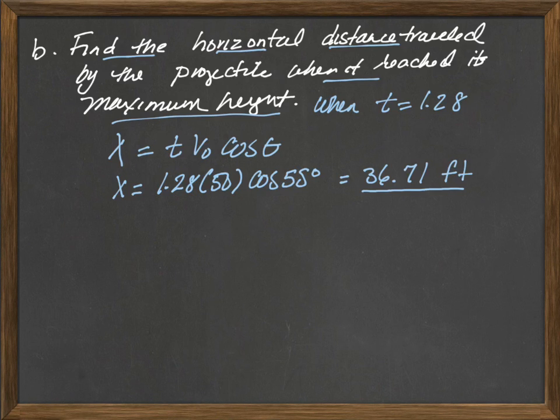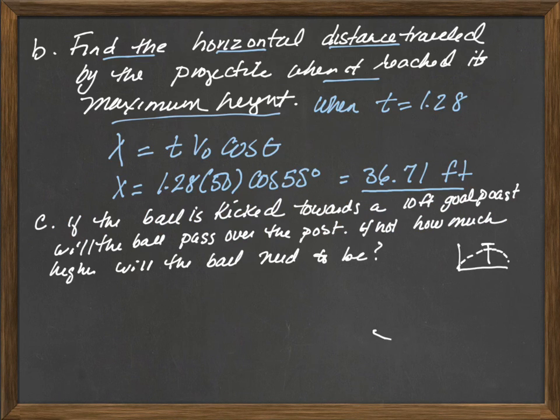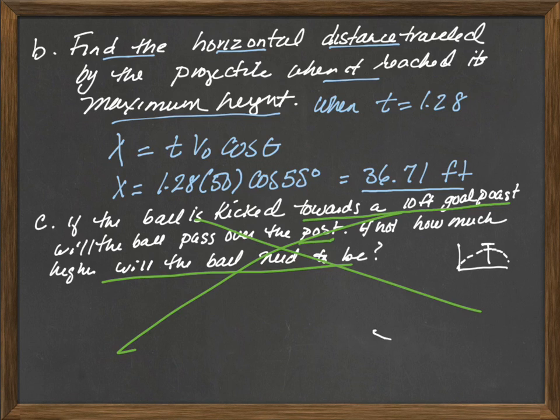All right, and there is a part C. Part C talks about the ball being kicked towards a 10-foot goalpost. Will the ball pass over the post? If not, how much higher will the ball need to be? Well, they didn't tell us how far away the goalpost is, so you cannot do part C. You would need more information. So you can just skip part C. Okay, so that was your homework.